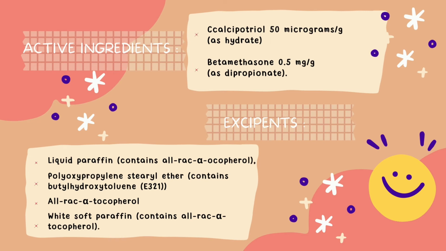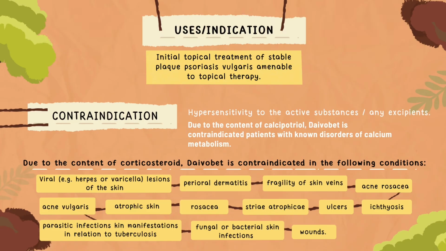It contains all-rac-alpha-tocopherol, polyoxypropylene stearyl ether, which contains butyl hydroxytoluene, all-rac-alpha-tocopherol, and white soft paraffin, which also contains all-rac-alpha-tocopherol. Divobat ointment is for initial topical treatment of stable plaque psoriasis vulgaris amenable to topical therapy. However, the ointment is contraindicated in hypersensitivity to the active substance or to any of the excipients. In addition, due to the content of calcipotriol, Divobat is contraindicated in patients with known disorders of calcium metabolism.